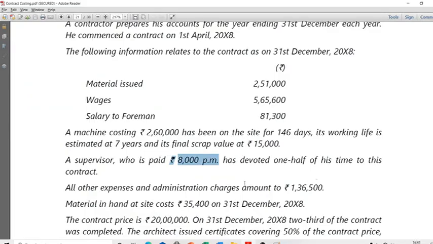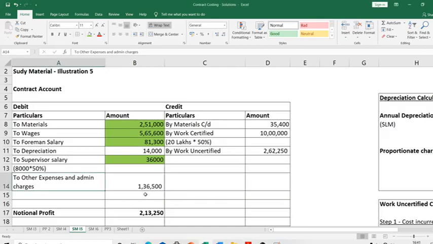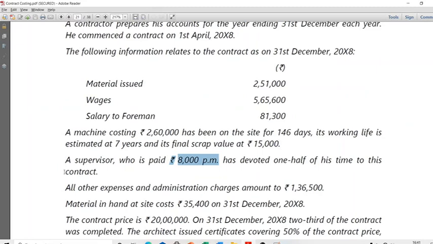Other expenses and admin charges is 1,36,500. Great. 1,36,500. Now depreciation, my calculation is, look at this. A machine costing 2,60,000 has been on the site for 146 days. Its working life is estimated 7 years and its final scrap value is 15,000. See, the moment you are given details about original cost, useful life and scrap value, you should understand that they are asking you to follow straight line method of depreciation.